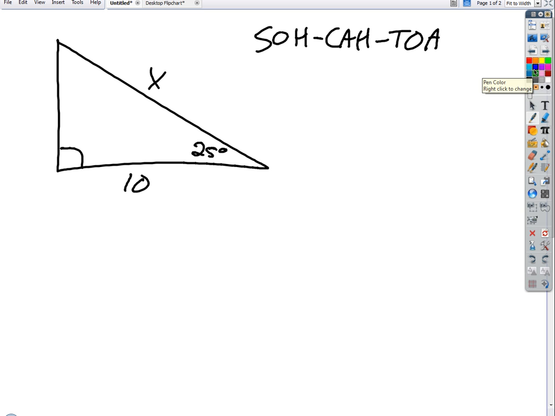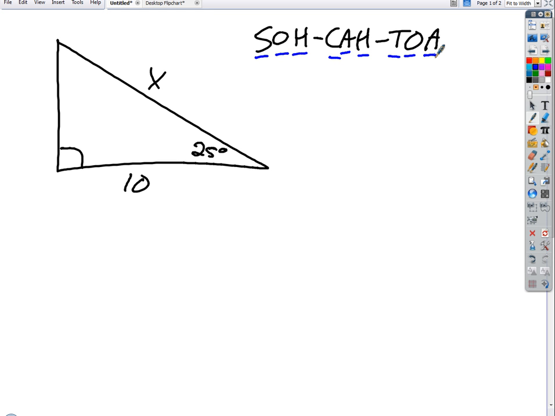Put it down. Okay, so we have sine, cosine, and tangent. Remember what these things mean. Sine of any angle is the ratio of the opposite side length over the hypotenuse. Cosine is the ratio of adjacent over hypotenuse, and tangent is the ratio of opposite over adjacent. So we have to do that.